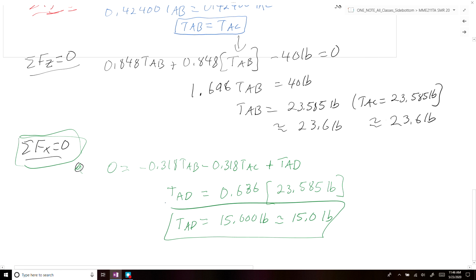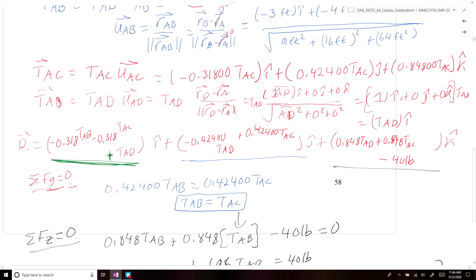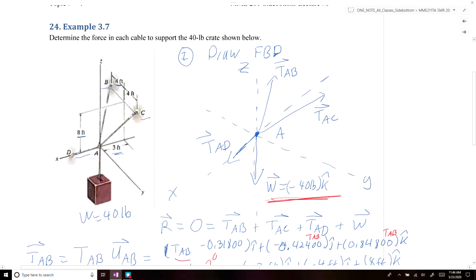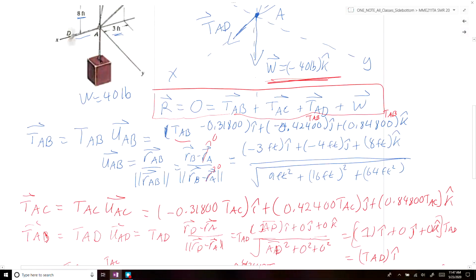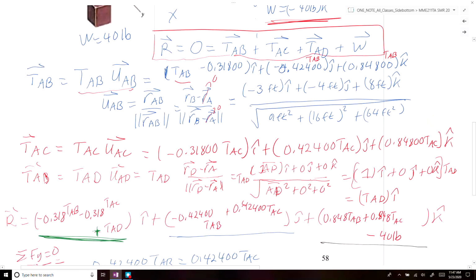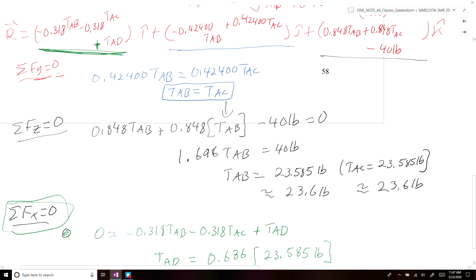So to recap what we did here, we first drew our free body diagram. Once we had our free body diagram of the particle at point A, we defined our resultant vector and set it equal to 0. We defined each of our component forces in Cartesian form using the unit vector for each force, and once we had our resultant force, we then just set each of the x, y, and z components equal to 0, and we were able to solve for our three unknown forces.